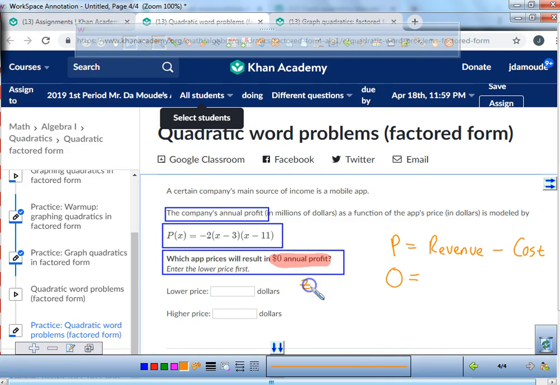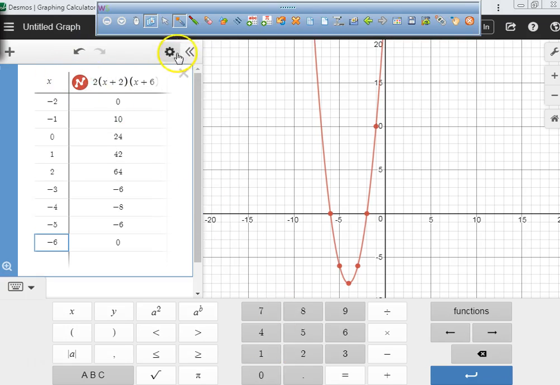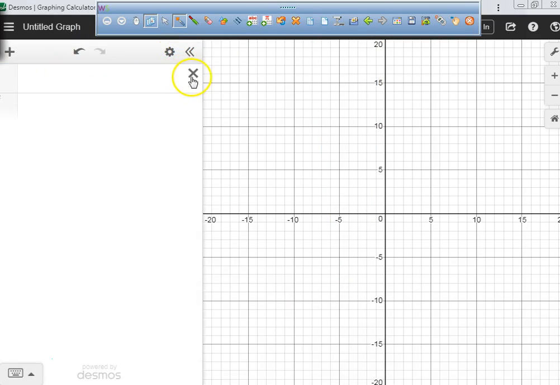We're looking for the zeros of the function. That's it. Okay? So if that function represents profit, we're looking for the zeros. So now all we do is go over to Desmos. You guys have it written down. I'm going to clear this out. Okay. Clear that out. There we go.